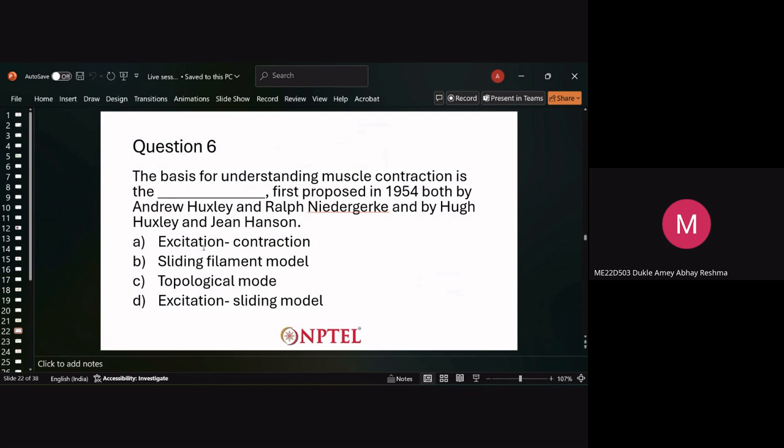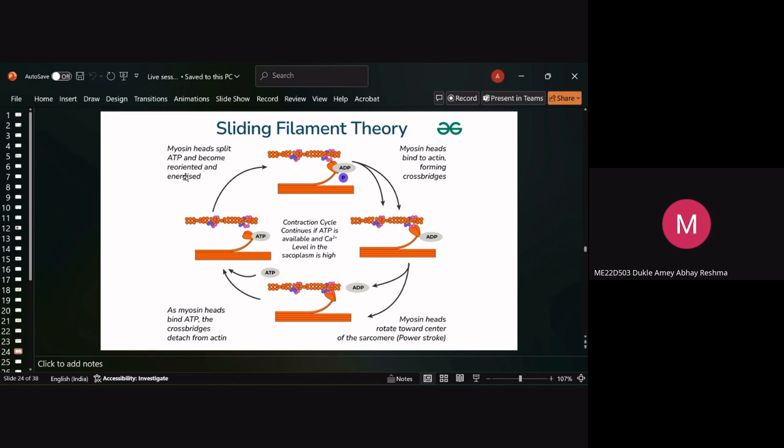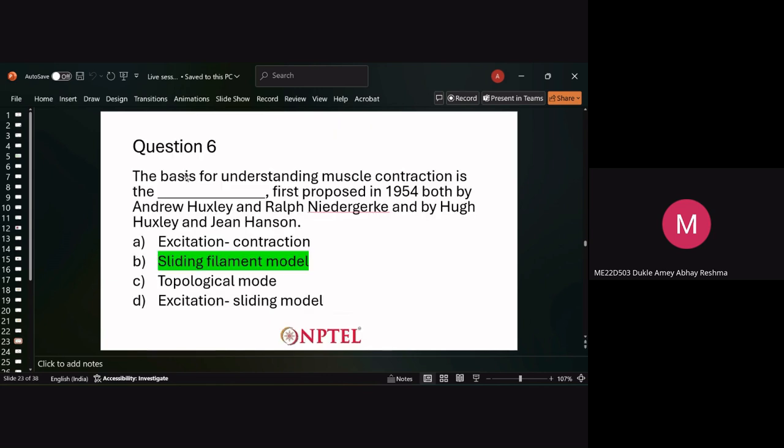Question number 6. The basis for understanding muscle contraction is dash. First proposed in 1954 by Andrew Huxley and Ralph Niedergerke, and by Hugh Huxley and Jean Hanson. Options: excitation contraction, sliding filament model, topological model, sliding model. This is something like a GK kind of question. So the answer is sliding filament model.